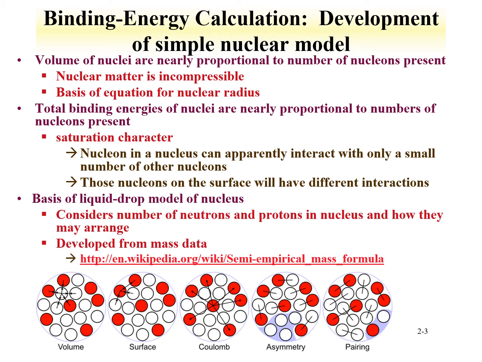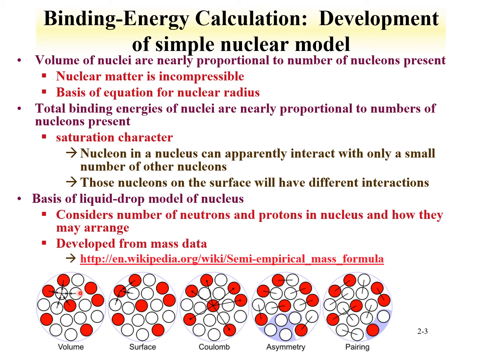Fundamentally, what this describes is that nucleons are going to have different interactions depending on where they are. If they're in the middle of this drop, they're saturated. If they're on the surface, well, they're not completely saturated. They've got some interactions here, but nothing out over here.